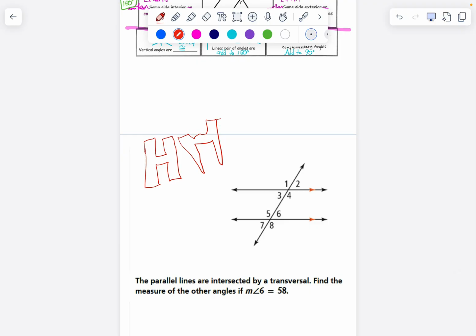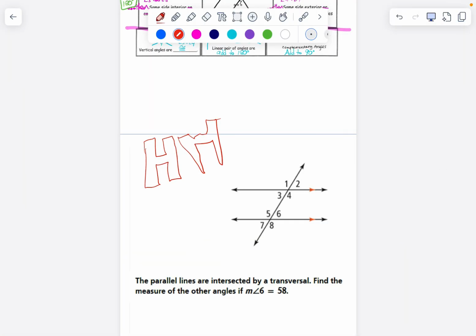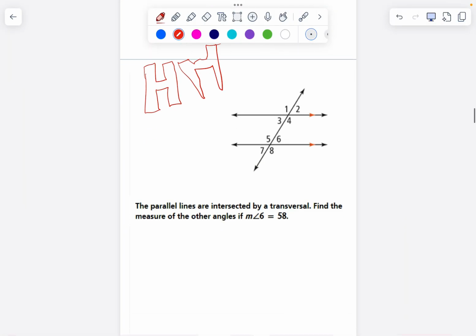Okay? Do you just want to copy that picture? The words are important. It tells you measure of angle 6 is 58. Okay. Yeah. But I will post it separately. So just use that and write down. Yep, that's okay.